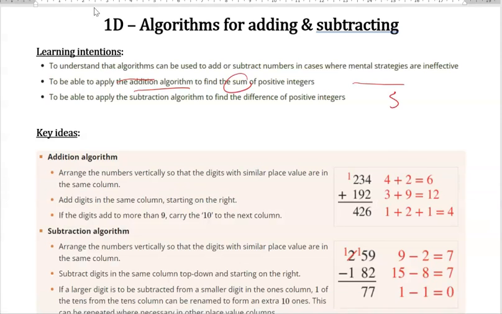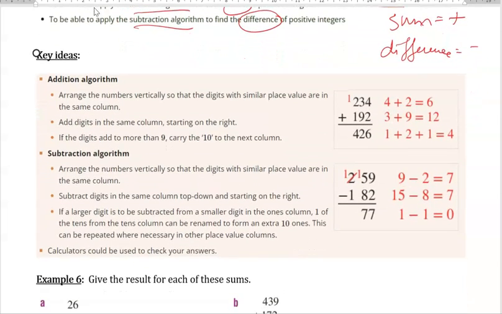Sum equals the result of adding. You can also apply the subtraction algorithm to find the difference. Difference is what we get when we subtract. So those are really important words. So the addition algorithm, I'll break down for you.